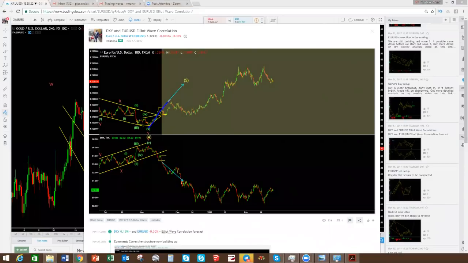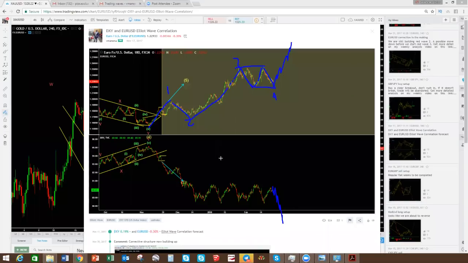You can see that we've got a 1, 2, 3 here. It looks like we're getting a wave 4 here. That is playing out as a flat correction. So you can see 1, 2, 3, 4. And we are expecting a move up on Euro US dollar. Obviously, we'll be expecting a move down on the dollar index.